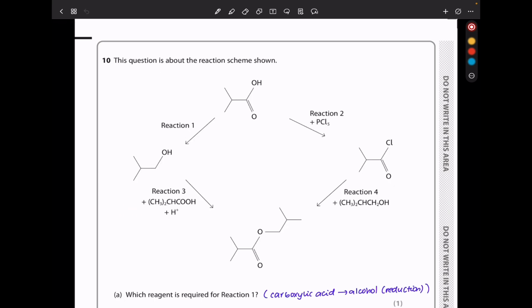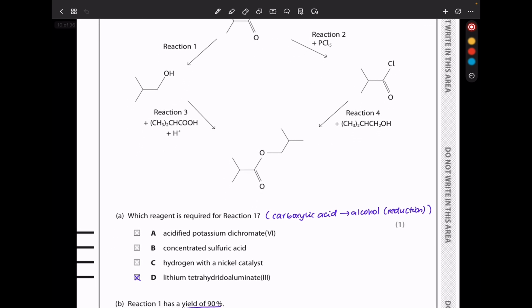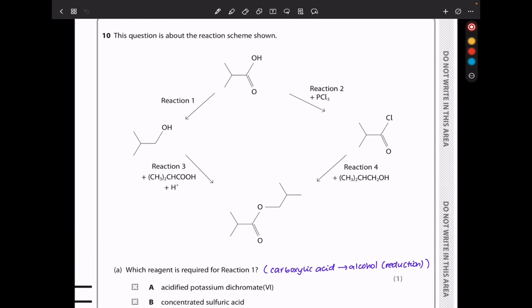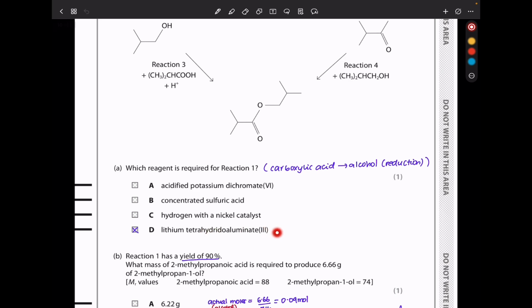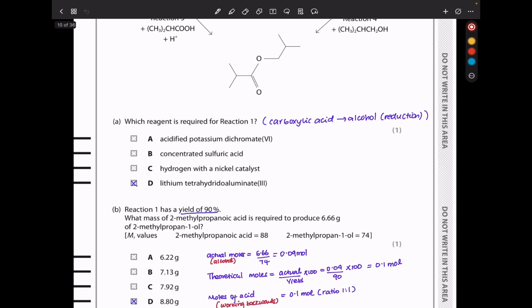In question 10, this question is about the reaction scheme shown. So they say, which reagent is required for reaction 1? Reaction 1 is converting a carboxylic acid to a primary alcohol. That is reduction, so we need lithium tetrahydridoaluminate(III), and the answer should be D.